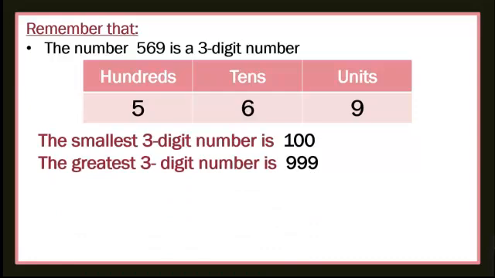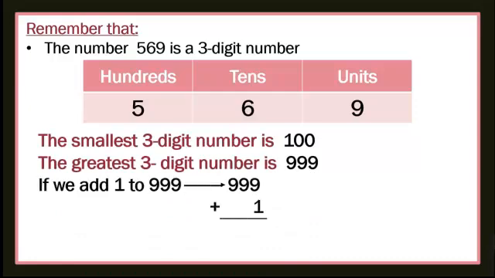If I want now to add 1 to 999, let's make it together. We will start with the units. 9 plus 1 equals 10. We will write 0 and carry 1. Now 1 plus 9 equals 10. We will write 0 and carry 1. And 1 plus 9 equals 10, and we will write 10 because we don't have a place to carry the one above it.